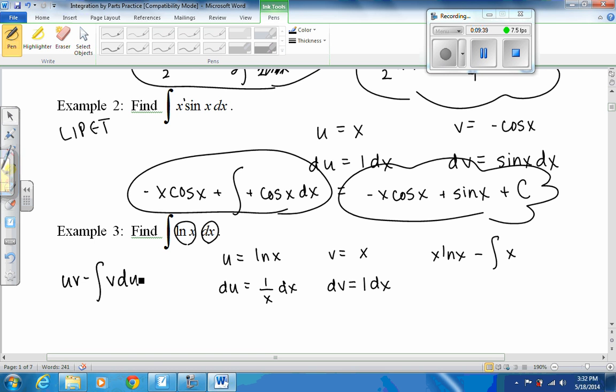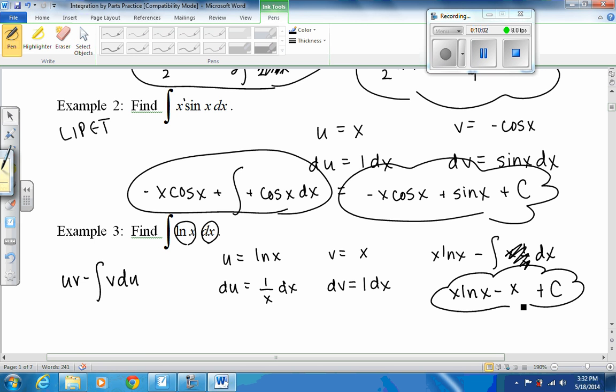I've got u and v being multiplied there in a different order just because of what they were, but still, that's u times v, and I've got the integral of v, which is x, and now du, which is 1 over x dx, which just cancels to 1. Antiderivative of that is just an x. We get x ln of x minus x. Don't forget your plus c. Cool.